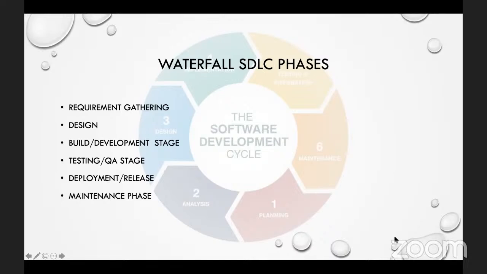The third here is build, the development stage. And then we go to the testing or QA. QA is an acronym that stands for quality assurance, right? Quality assurance stage. And then the next step is going to be deployment or release. And then the last phase is going to be the maintenance phase.